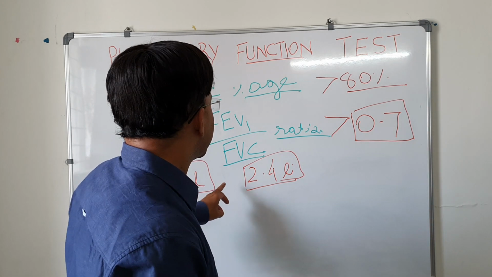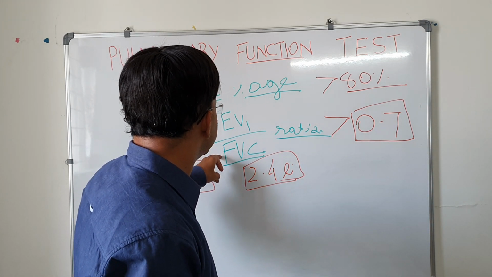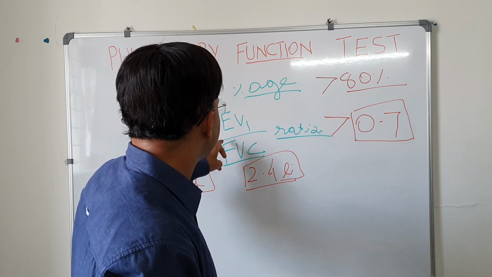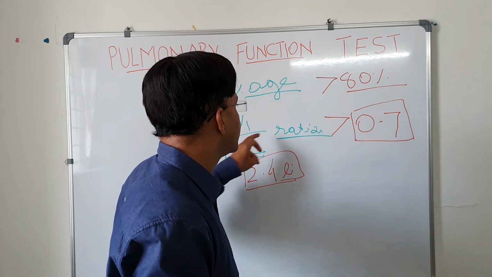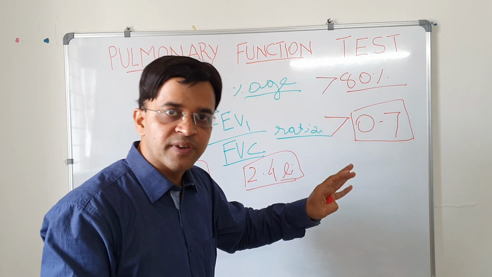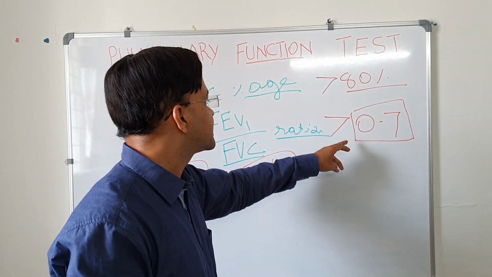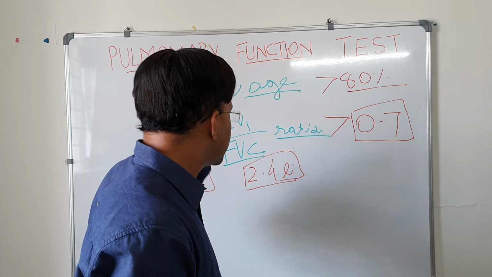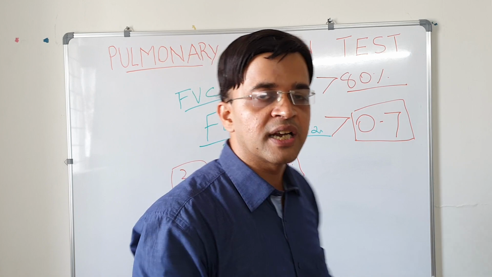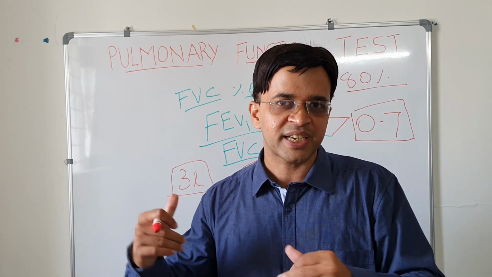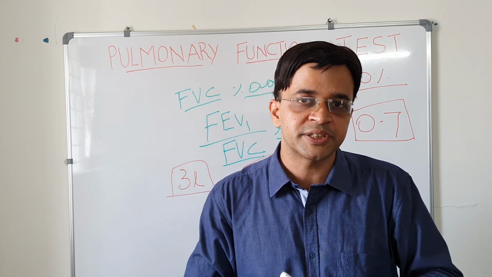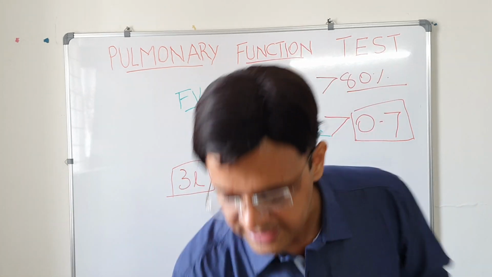Okay? We have to see FEV1 by FVC. If FEV1 by FVC is coming more than 0.7, then it signifies normal lungs. If it is coming less than 0.7, then it shows obstructive airway lung disease. There's a whole algorithm. It's not as simple as I'm showing. There's a whole algorithm related to it, and we'll go briefly into that.